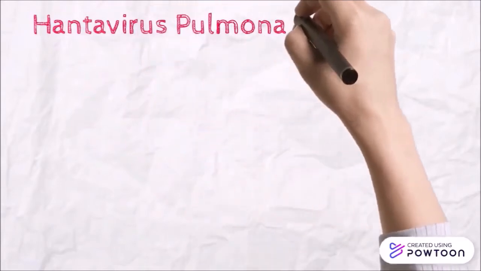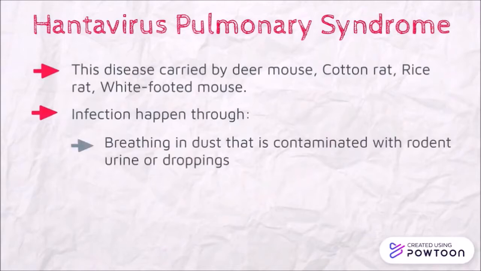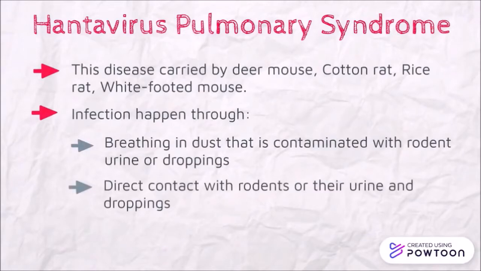Next is the hantavirus pulmonary syndrome. This disease is carried by the deer mouse, cotton rat, rice rat, and the white-footed mouse. Infection happens when breathing in air that is contaminated with the rodent's urine or droppings, direct contact with rodents or their urine and droppings, and also bite wounds.